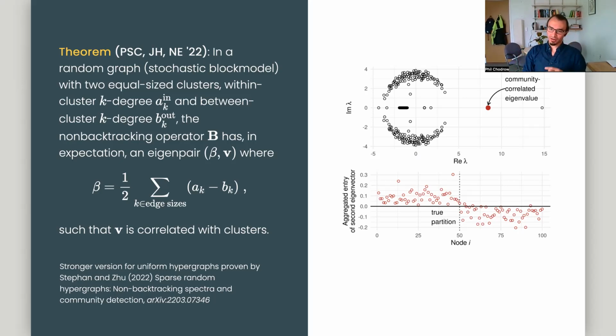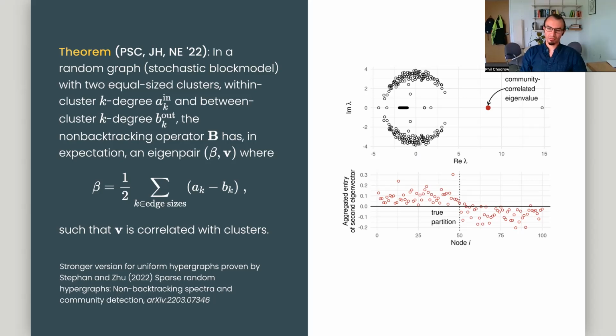So this operator is already something that we know is going to be helpful for us. We know that this non-backtracking operator is going to tell us something about the clusters if the clusters are detectable, if we're able to find this nice eigenvalue and get something out of it.